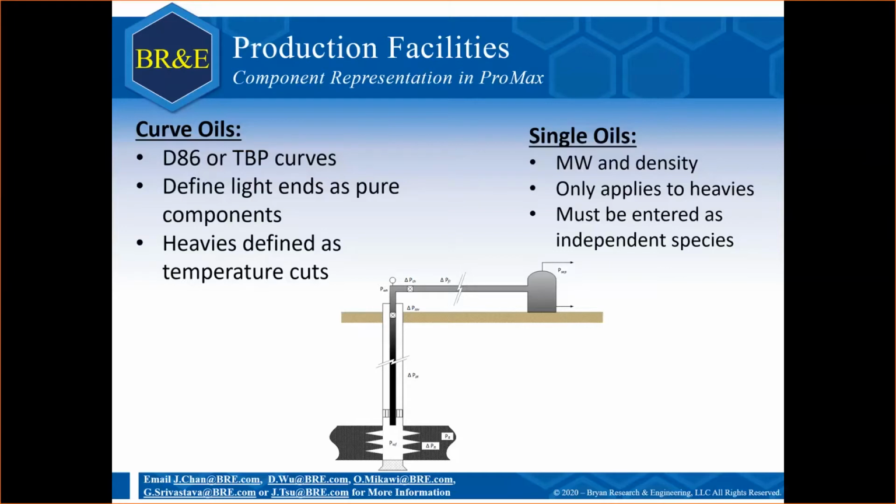The other option of defining an oil is, instead of using a curve oil where you define your entire reservoir, right? So a curve oil would be used to define the entire reservoir as a single system. The single oils allow us to define particular components of the reservoir. So how this would work is we would use the single oils to only define our heavies. We would input the molecular weight and the density of these single oils. And then these created single oils need to be added in as independent species. And by that I mean, when we create a C7 plus oil and we go to our environment, we need to go in there and select C7 plus and add it. For the curve oil, the entire oil comes in one go.